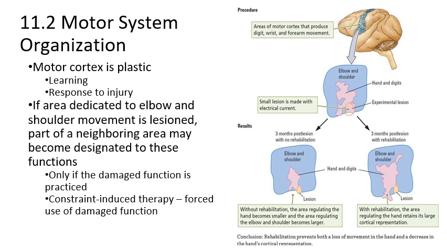So the individual who has damage to the elbow and shoulder part of the brain has to practice moving their elbow and shoulder in order for other parts of the cortex to compensate for those movements and gradually regain functioning. And this is called constraint-induced therapy, which is kind of a forced use of the damaged function in order to regain that function.